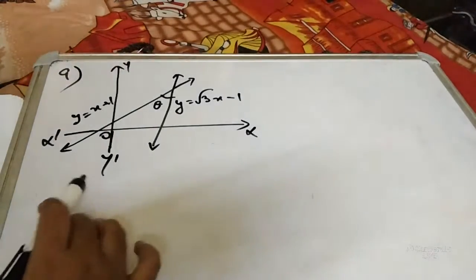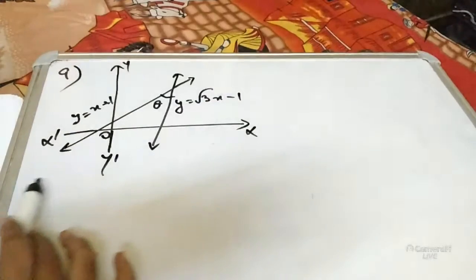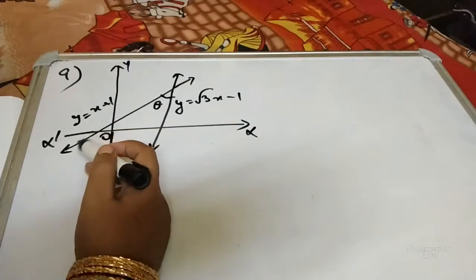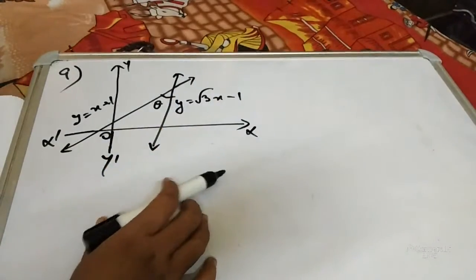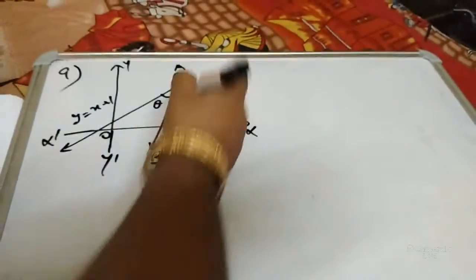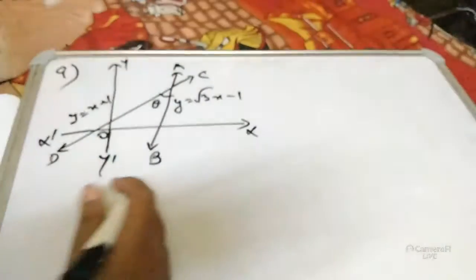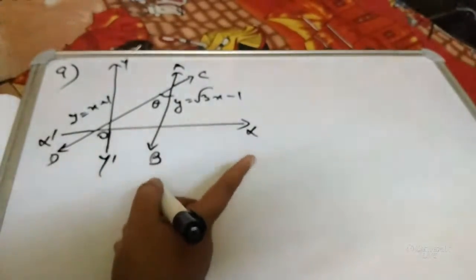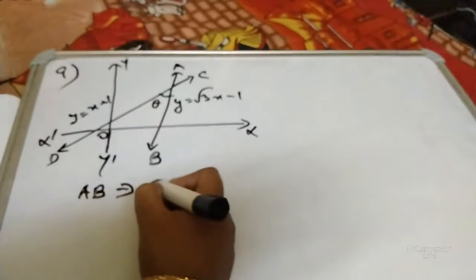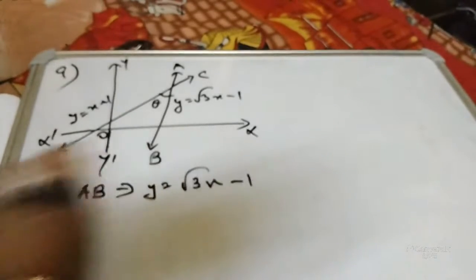Yes, so we will start from this sum number 9. This is the figure which is given over here. First of all, we have to find out the angle of inclination that these two lines make with the positive direction of x-axis. So let us name these two lines AB and CD. Now, here AB, what is the line equation of AB? It is y is equal to root 3x minus 1.